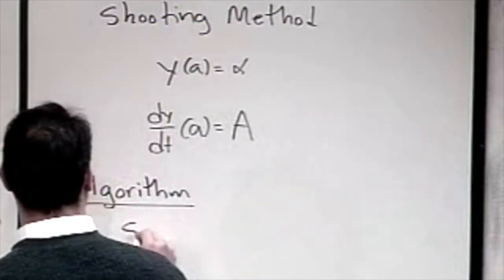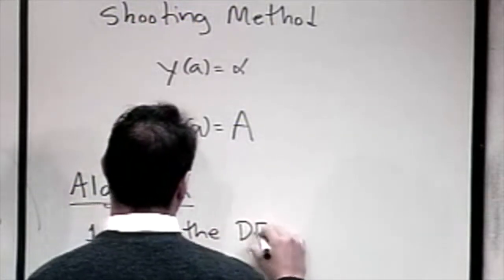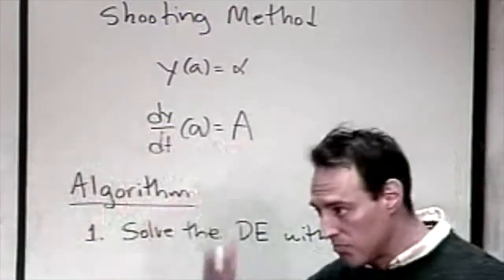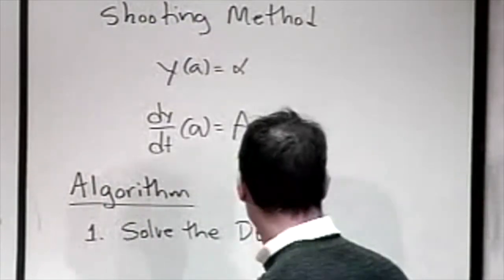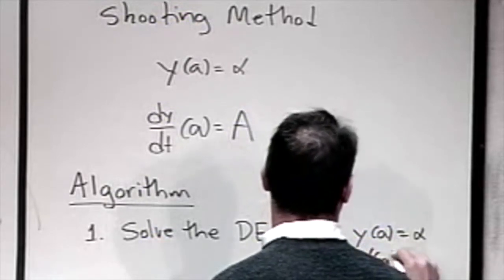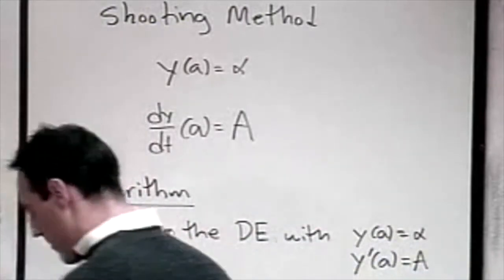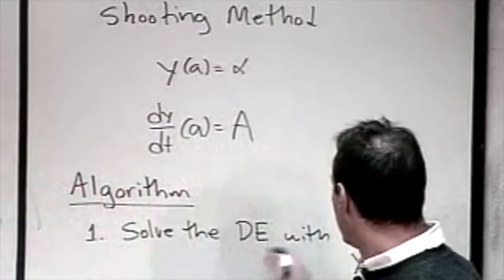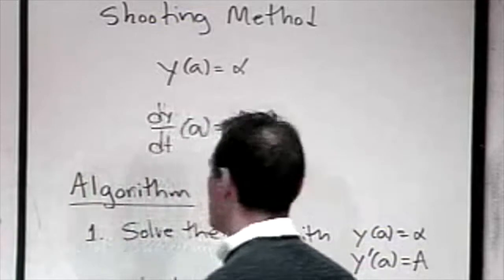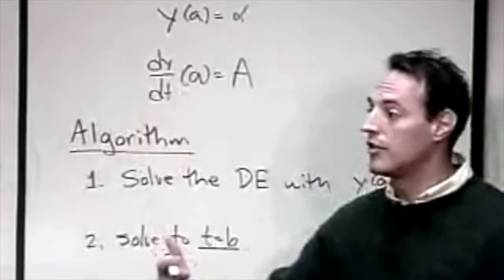First, solve the differential equation just with the methods we learned from the last two lectures. Time step, pick your initial conditions, let it evolve in time with these initial conditions. Easy enough. The second step of the algorithm: you basically solve this all the way to t equals b. In other words, solve this thing all the way to the end of your interval.